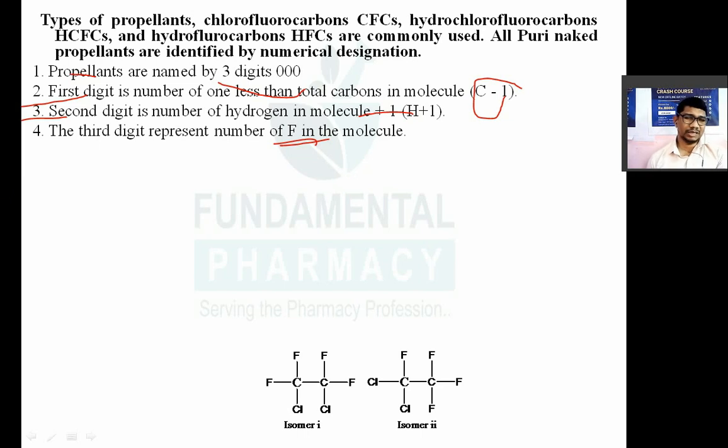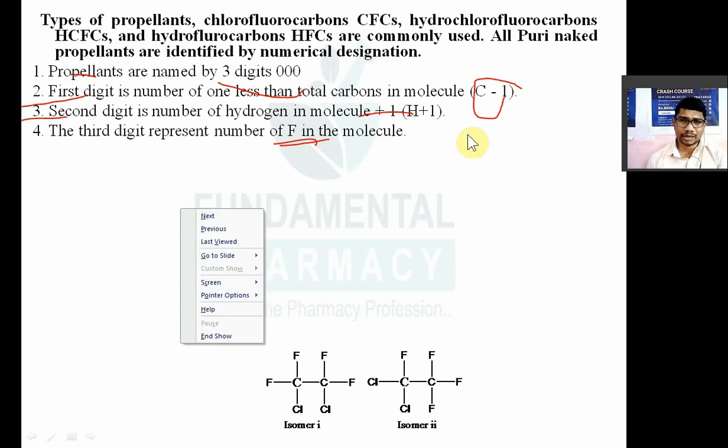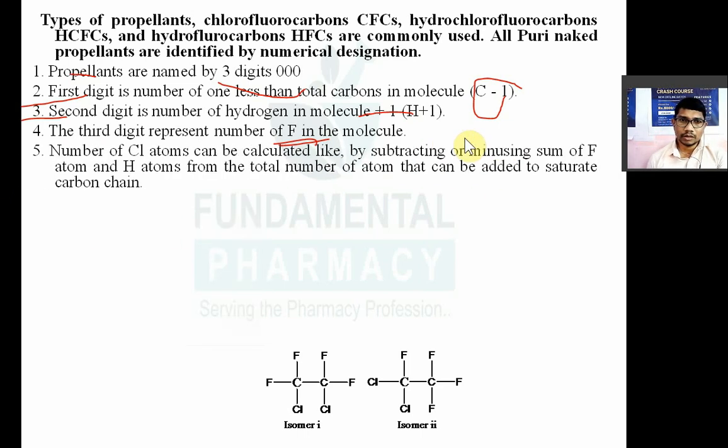मतलब नंबर ऑफ क्लोरीन कैसे कैलकुलेट कर सकते हो आप? तो number of chlorine atoms can be calculated by subtracting, है ना, माइनस करना है, क्या माइनस करना है, number of fluorine atom plus number of hydrogen atom from the number of atoms added to saturate the molecule. That's it. That's how you can calculate the fluorine atom also.